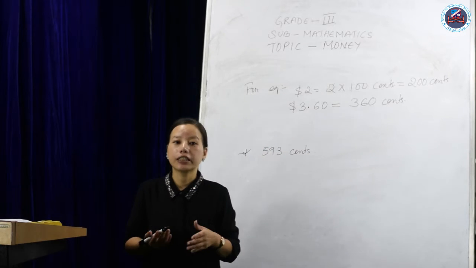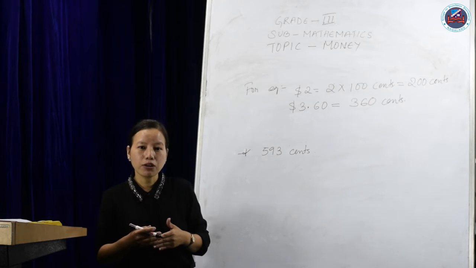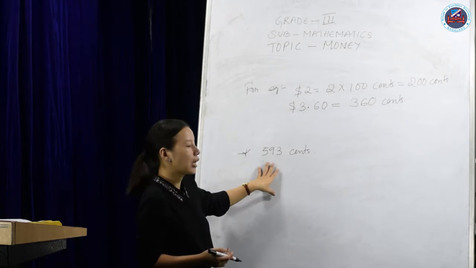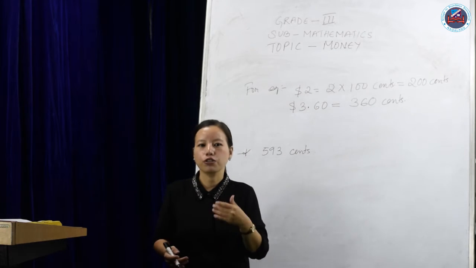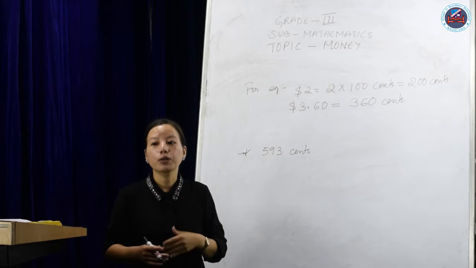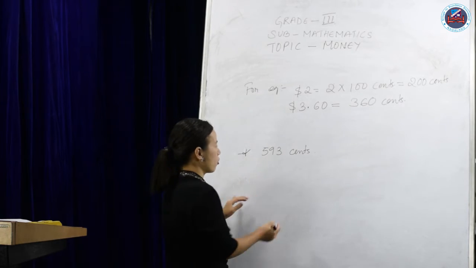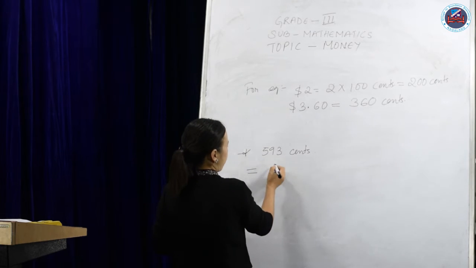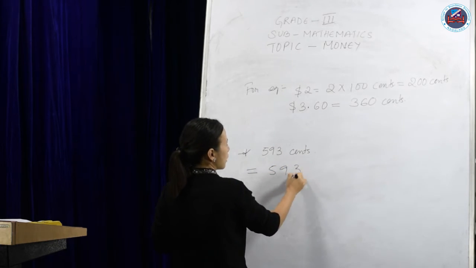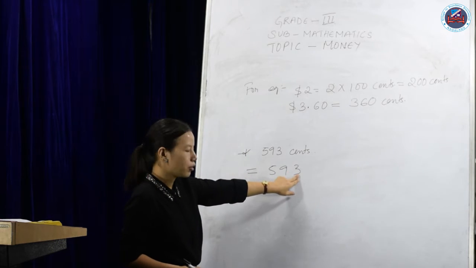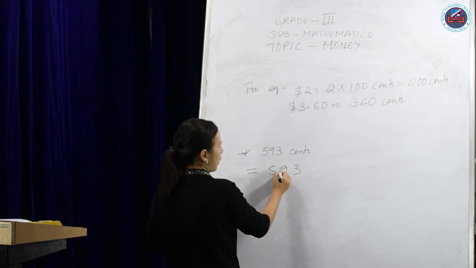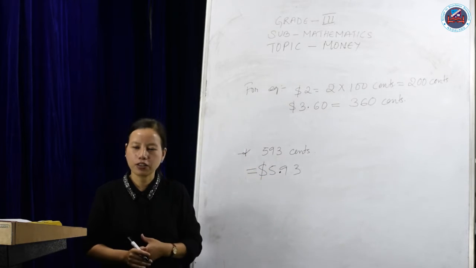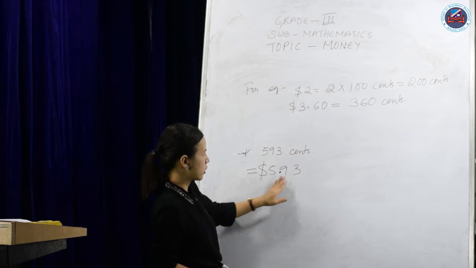Now we will learn how to convert the cents amount into dollars and cents. We have done dollars into cents. Now, to convert cents into dollars and cents, we just count two numbers from the right and then put a point. So we have the number 593. You count two numbers from the right, 1, 2, and then put a point. And then write the dollar sign in front. So that's the answer. So that's how we convert from cents to dollars and cents.